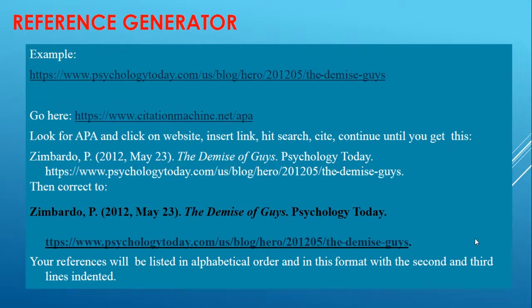Here you have an article and an example of using a reference generator. You have Sonnet Citation, Citation Machine, and FastCite. I personally like Citation Machine. When it comes out, you have to double space it and make sure it's hanging, which means that the second line is indented.